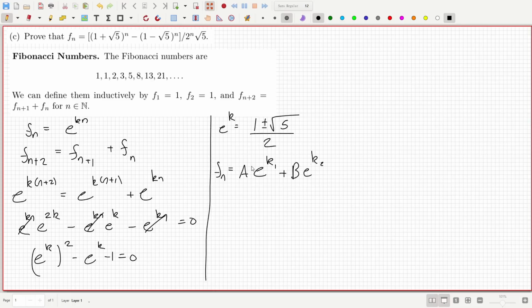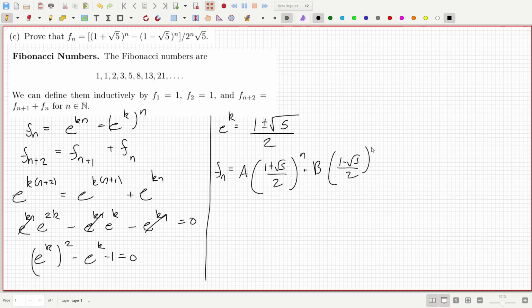Or in other words, I don't have to use the e anymore because e^k is this. So A times the first solution, power n, because this is like e^k power n, so power n here, plus B times the second solution. Okay, we can figure out the A and B.